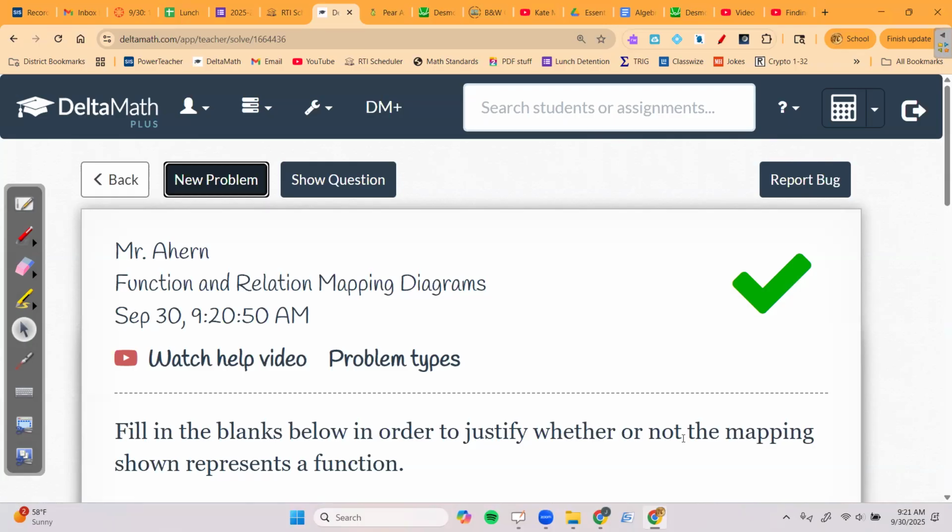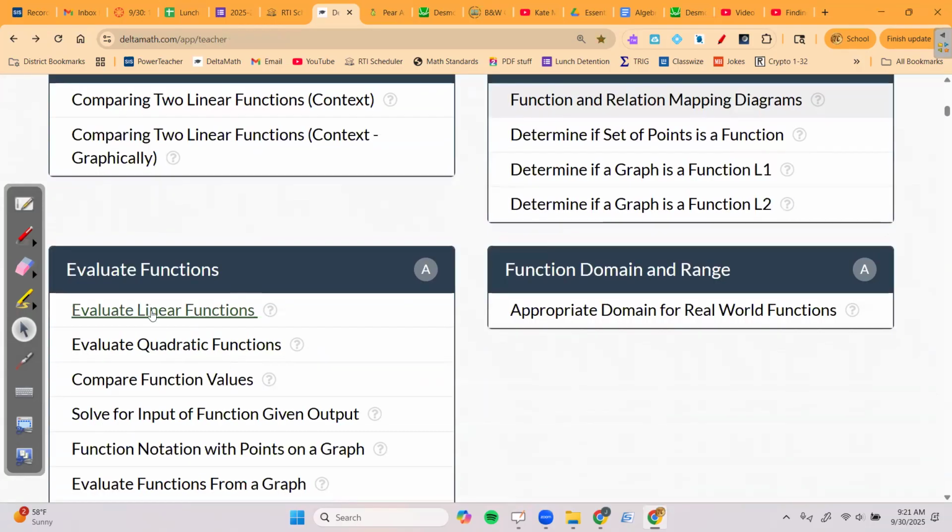So at this point in the lesson, you know what a function is. You know how to look at a set of points and determine if it's a function. You know how to look at a graph and determine if it's a function. And you know how to look at a mapping diagram and determine if it's a function. Now comes the easy part of the lesson. And if that was easy, this is going to get easier. Unless you hate math, then this will be your least favorite part. The last thing we have to do is evaluate functions.